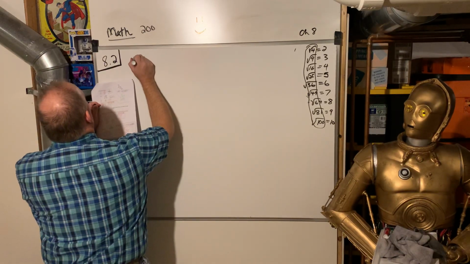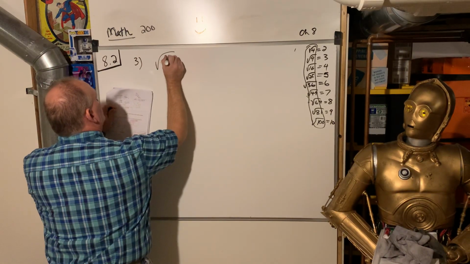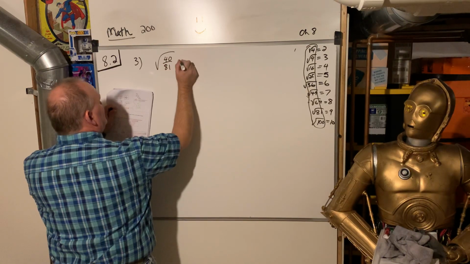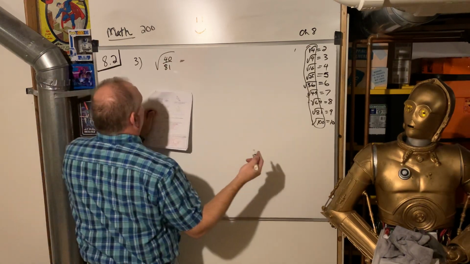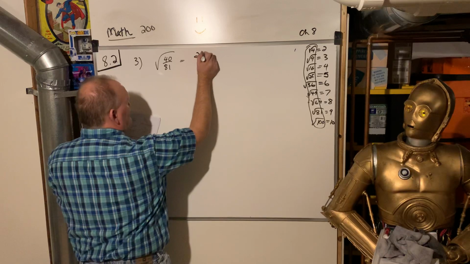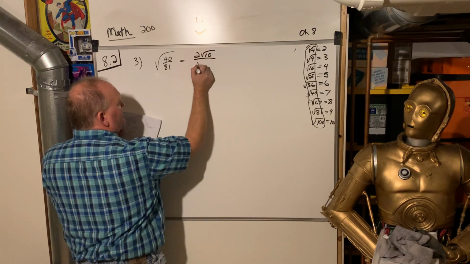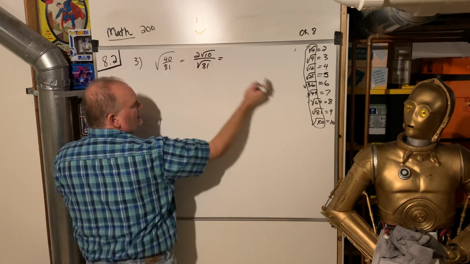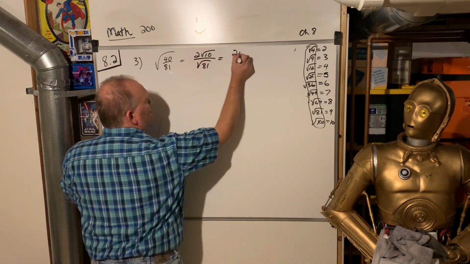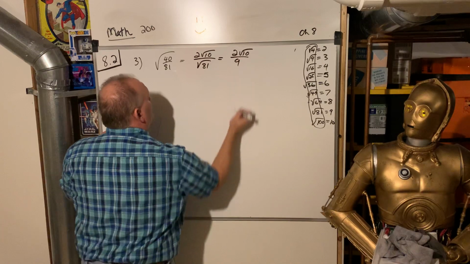So here, what about the square root of 40 over 81? Well, we already did the square root of 40. That was 2 square roots of 10. It's still 2 square roots of 10. And the square root of 81, that is a perfect square. That is 9. So 2 square roots of 10 over 9.